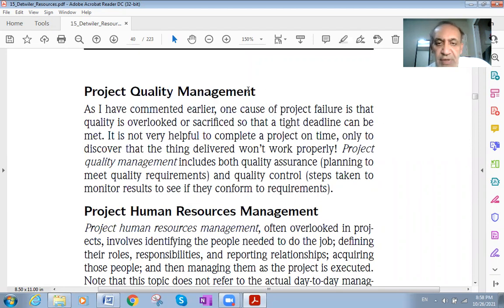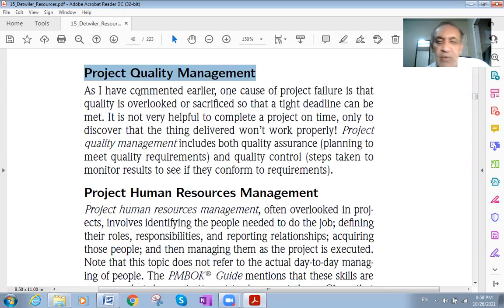We'll move now to another topic called project quality management. Project quality, we care about the quality in each stage of the project life. We care about the quality. Quality means the standards. We move according to the standards.